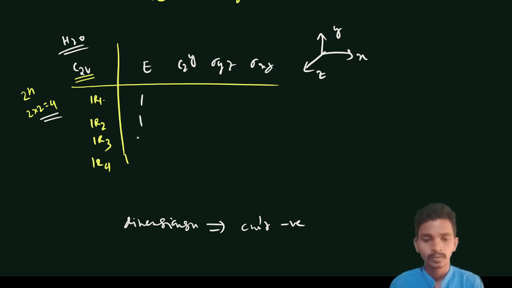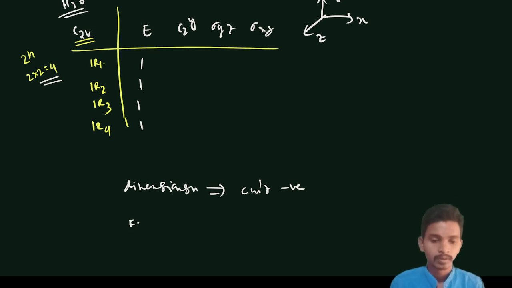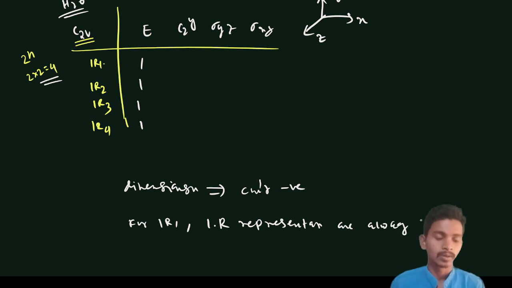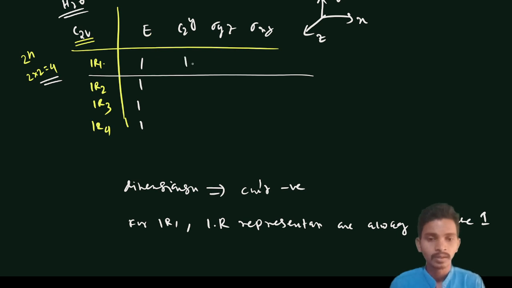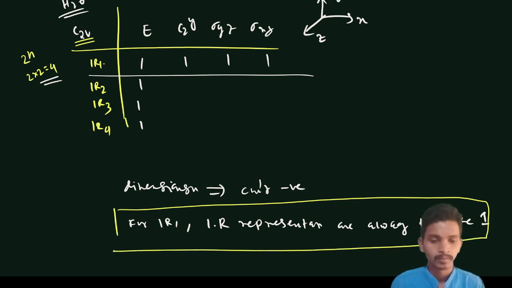that is 1, 1, 1 and 1. And for IR1, the irreducible representation, the value is always 1. So for IR1, for any group, it is always given by 1, 1, 1. Okay, this one you should not forget, it is always 1.